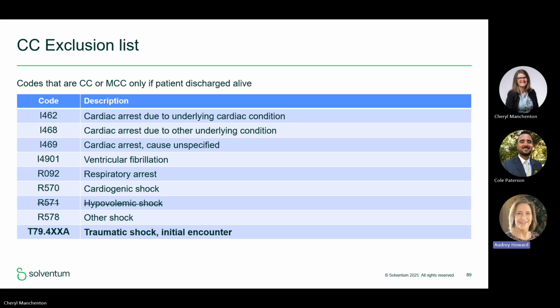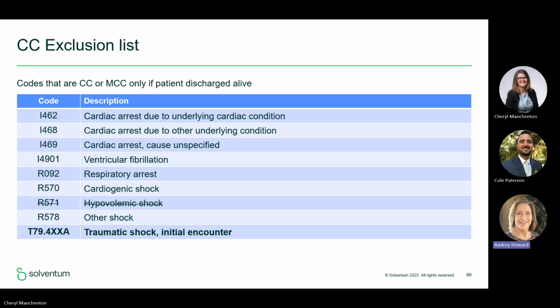They've this year modified a couple of things. They've removed the hypovolemic shock from the list. So in other words, if a patient does have hypovolemic shock and they expire, it now will be included as a CC or MCC. And I think it is an MCC if I'm correct. And yes, it will be assigned as an MCC. And then they've added the traumatic shock, T79.4XXA, to the list. So now if the traumatic shock is present in a patient who has expired, it will no longer be an MCC for this encounter.